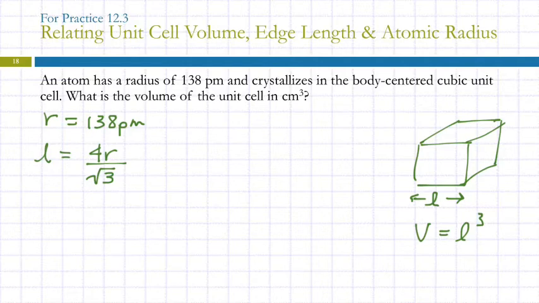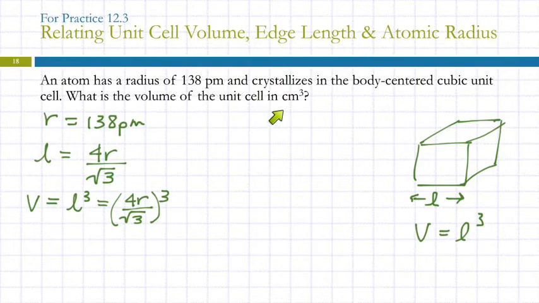But we're not really looking for L, we're looking for the volume. So volume is L cubed, which means that we've got 4r over the square root of 3, cubed. The unit we're looking for is cubic centimeters, and we're starting with picometers. Personally, I find it easier to convert units before I cube them instead of after. So I'm going to put my radius into centimeters first and then stick it into the equation.